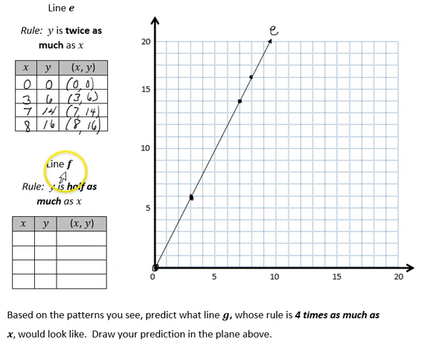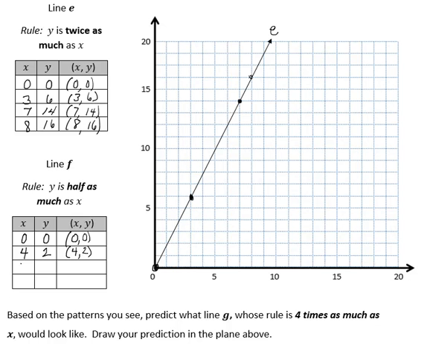It says that line F's rule is that y is half as much as x. So I'm going to start with 0 again. If I have 0 and I take half of 0, I still have 0. The ordered pair would be 0, 0. Let's say I have 4 for my x coordinate. Half of that would be 2. The ordered pair would be 4, 2.